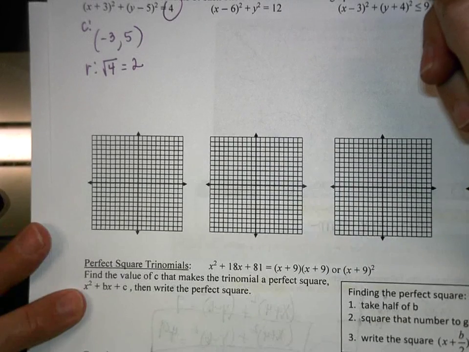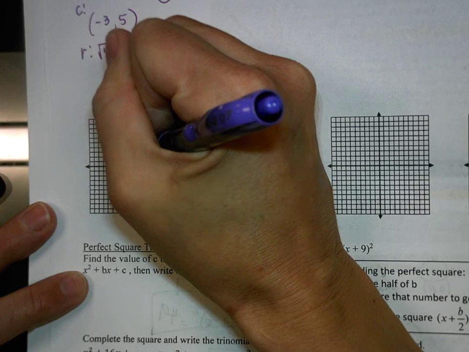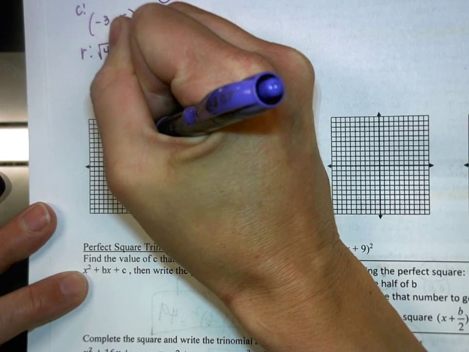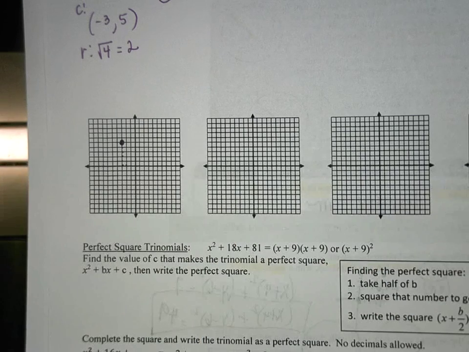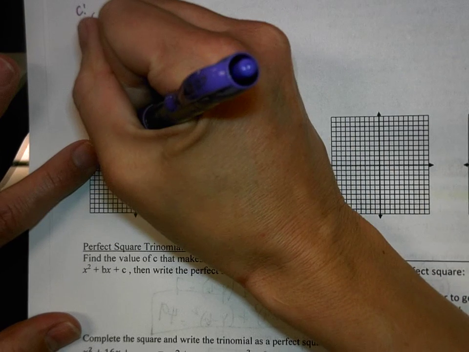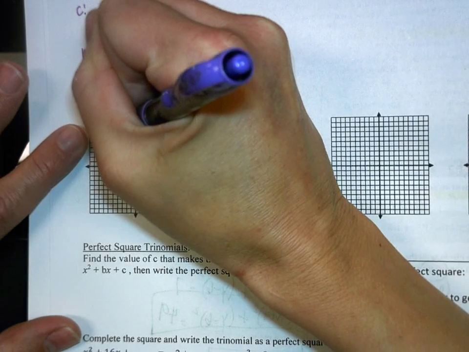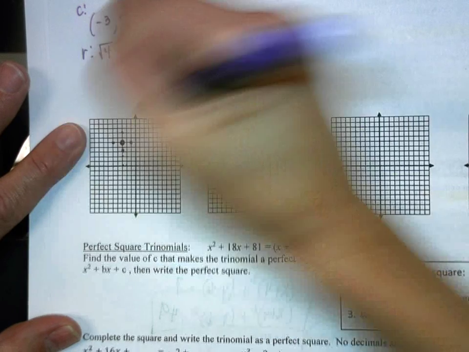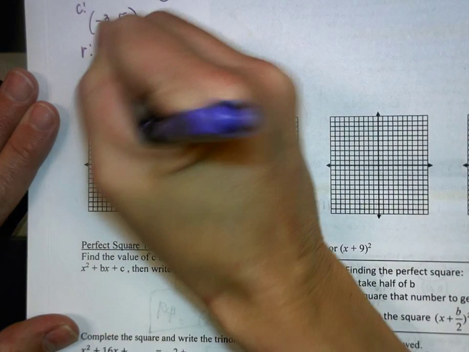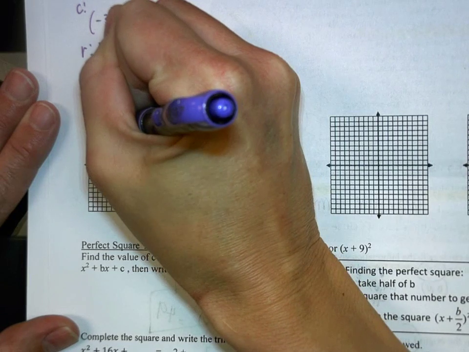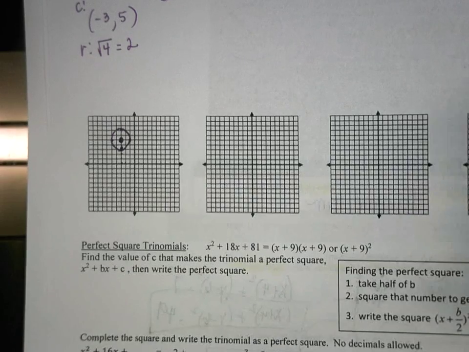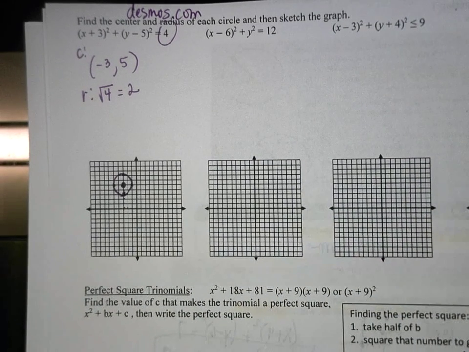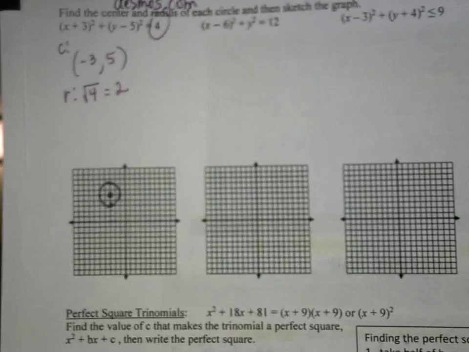Okay, so now what we're going to do is graph that. Start by the center. We go left 3, and then up 5. There's my center. And then in order to draw your circle, you're going to go right, left, up, down 2, because my radius is 2. So we go 2 in each of those directions. And with those points now, I can draw my circle. Do I have to worry about any shading on this one? No. Why not? It's equal. Very good.